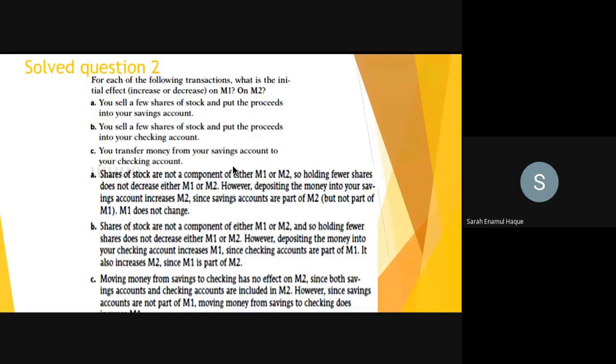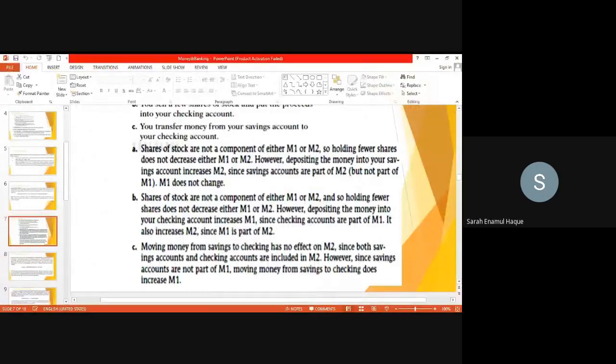So let's see what's going to happen. Moving money from savings to checking has no effect on M2, since both saving deposits and checking accounts are included in M2. However, since savings accounts are not, okay, just give me one moment. I'll be back. Okay, just a few seconds.